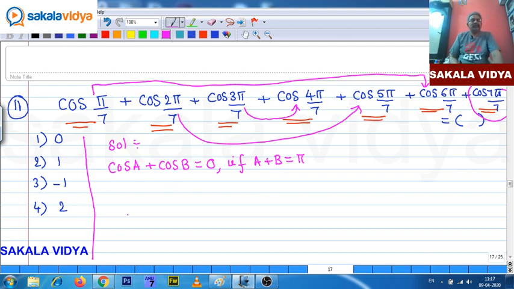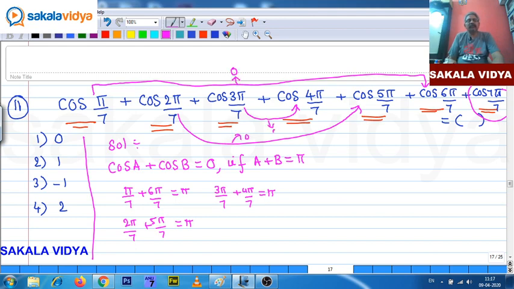So, now you check in the given expression, pi by 7 plus 6 pi by 7 equals pi, 2 pi by 7 plus 5 pi by 7 is also pi. Next, 3 pi by 7 plus 4 pi by 7 is also pi. So, that means this becomes 0, this becomes 0, and this becomes 0. So the given expression is 0 plus 0 plus 0 plus cos pi, cos pi is minus 1. So the option is minus 1, third option.